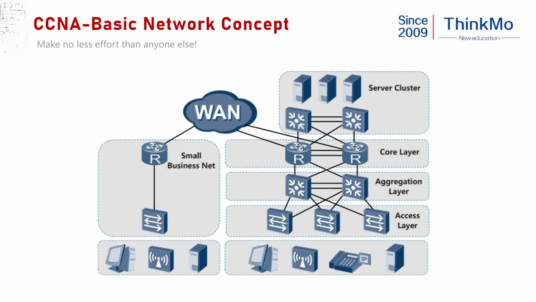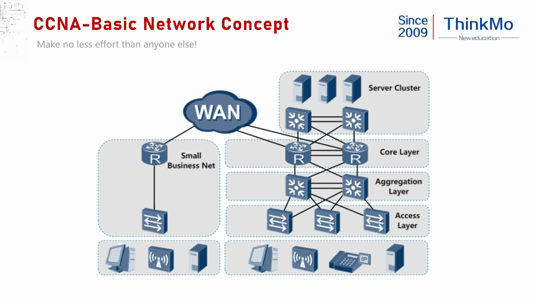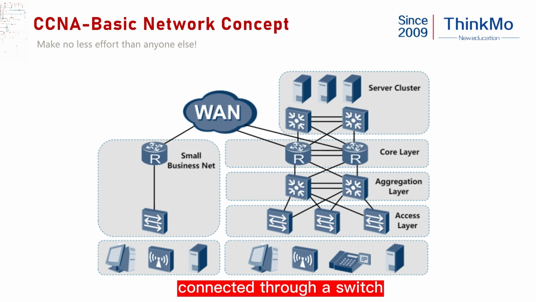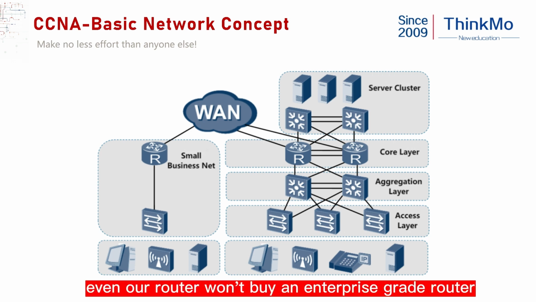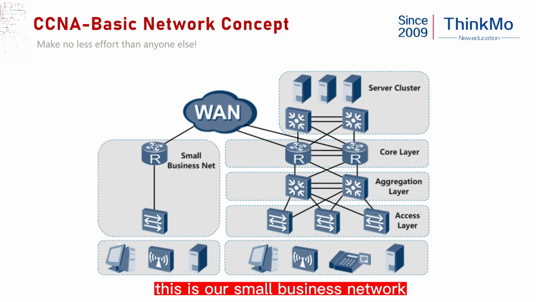The operator. Relatively speaking, you will find that its hierarchy is very simple. Terminals are connected through a switch, exported to a router, and go out. Generally speaking, for our router, we won't even buy an enterprise-grade router. This integrated high-performance router is our small business network.